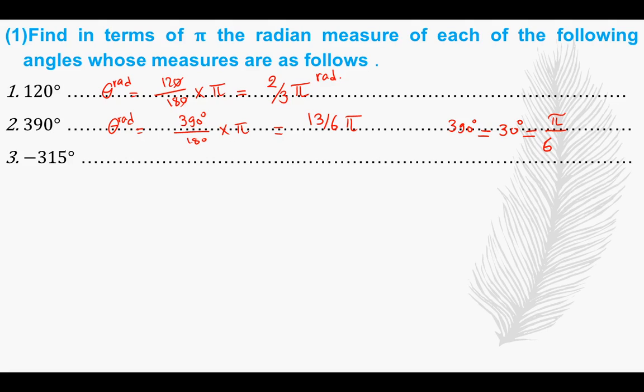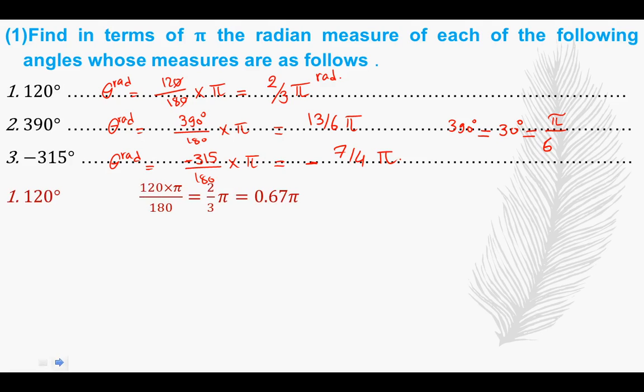The last one, negative 315. Theta radian will equal negative 315 over 180 multiplied by pi. Put it in your calculator: negative 315 over 180, and this equals negative 7 over 4 pi. Negative 7 over 4 pi.